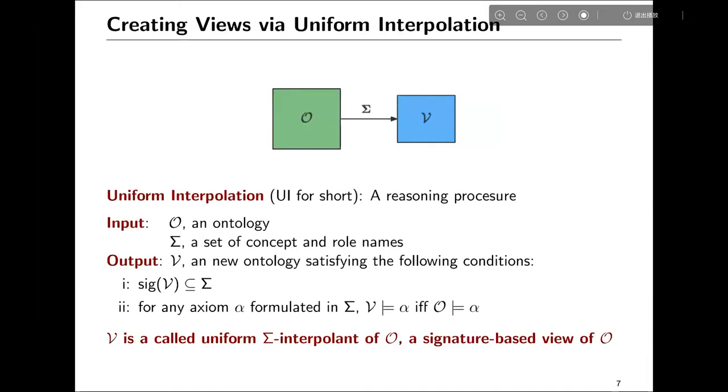And we create views for ontologies through a reasoning procedure via uniform interpolation. The input of uniform interpolation is an ontology O and a set of concept and role names sigma. And the output is a new ontology V satisfying the following conditions. The first condition is that the signature of V is a subset of sigma. The second one is that for any axiom alpha formulated in sigma, alpha is entailed by V if and only if alpha is entailed by O. Then V is called a uniform sigma interpolant of O. V is also a signature-based view of O.